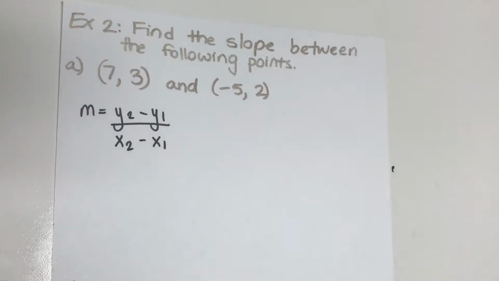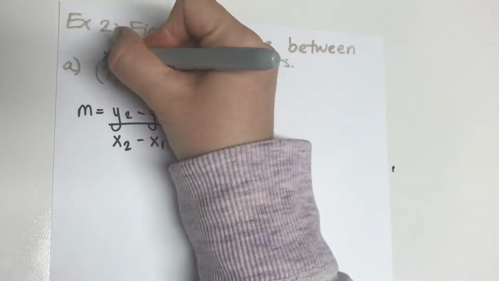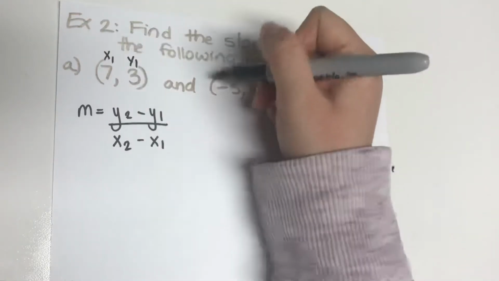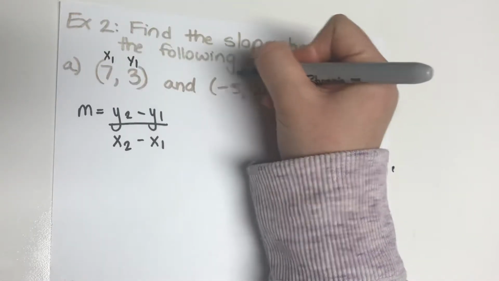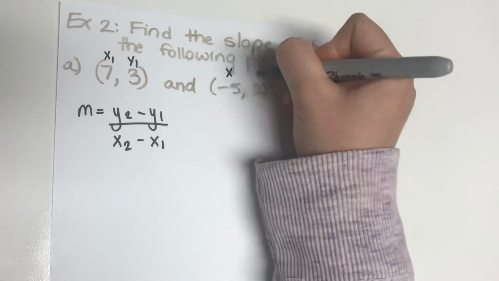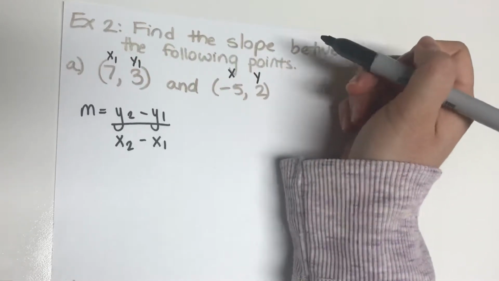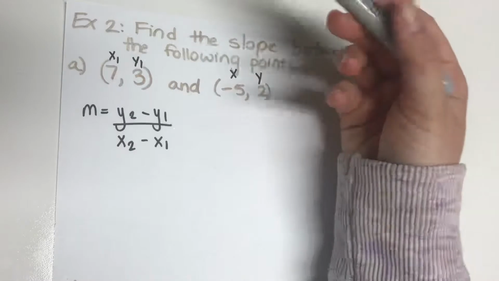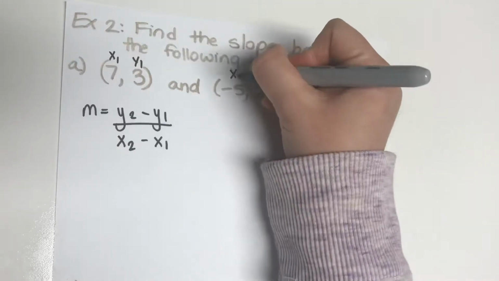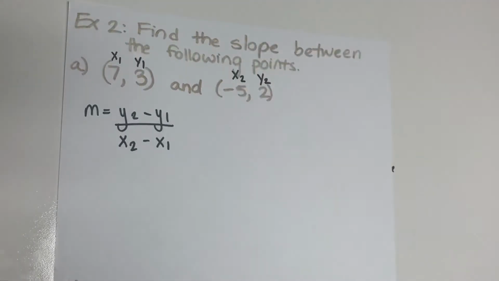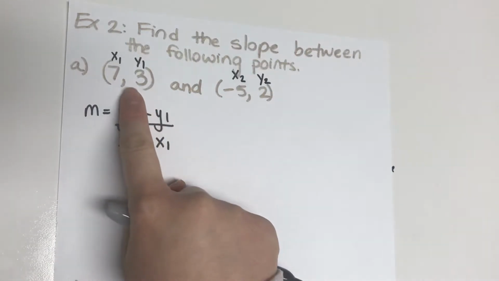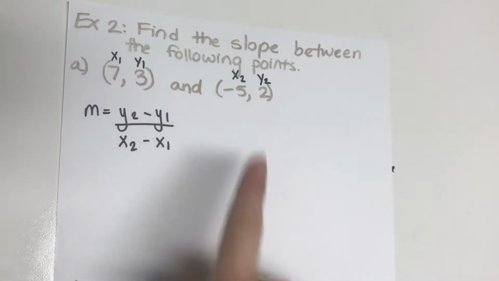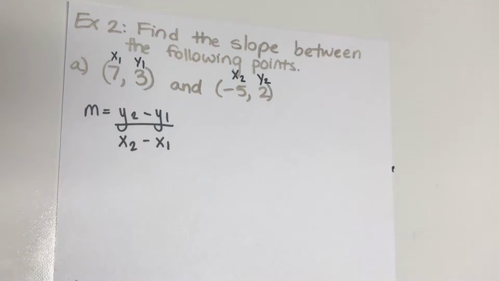And what the 1's and 2's mean is that we're going to refer to the first coordinate as x1, y1, and we're going to refer to the second coordinate as x2, y2, because remember every coordinate has an x value and a y value, but we want to distinguish the two coordinates. So this is going to be the first coordinate and this is going to be the second. If I had labeled this x2, y2 and this x1, y1, I would have still had the same answer.